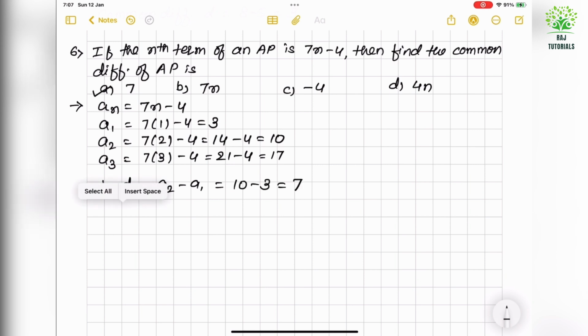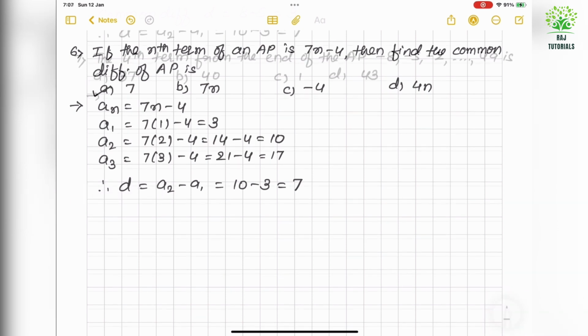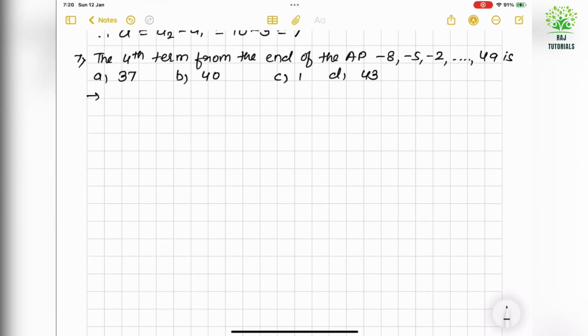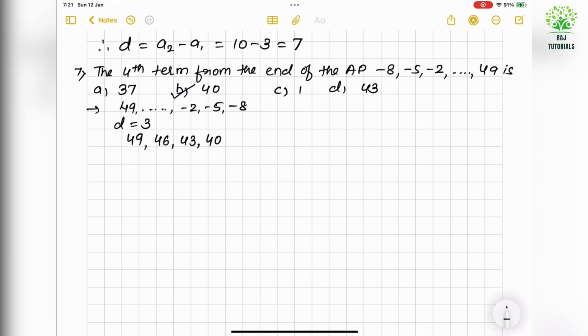So I can say the common difference is 7. Now, here I am asked the fourth term from the end of the AP. In such questions, the easiest way is to write the AP in reverse form. So 49, ..., then minus 2, minus 5, minus 8. Now if you see carefully, the gap is 3. So d is 3. 49 minus 3 will be 46, 43, 40. Now he has asked the fourth term from the end, so I can directly say that will be 40 because I have already got the answer here.